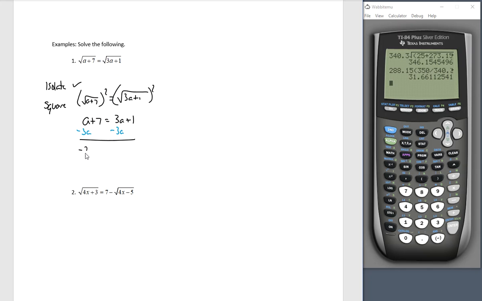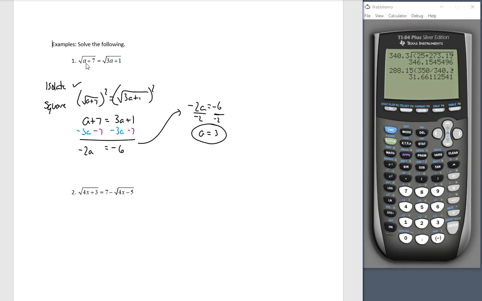This will leave us with a negative 2a. And at the same time, let's take that 7 to the other side by subtracting it. We will end up with a negative 2a equals a negative 6. And if negative 2a equals negative 6, it must be that a equals 3.